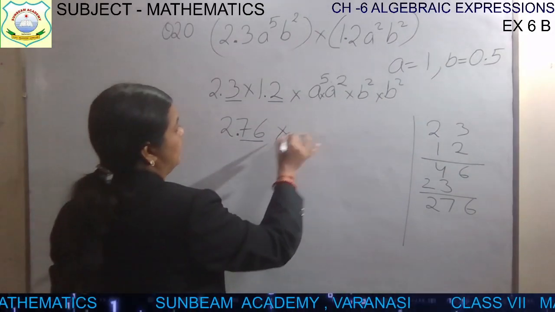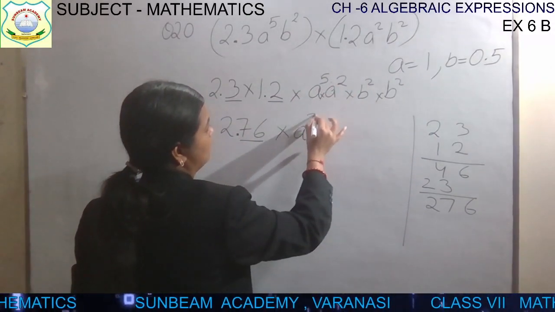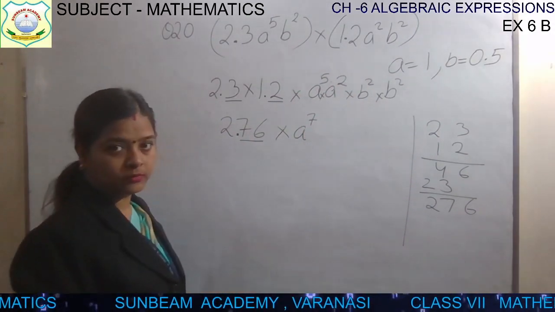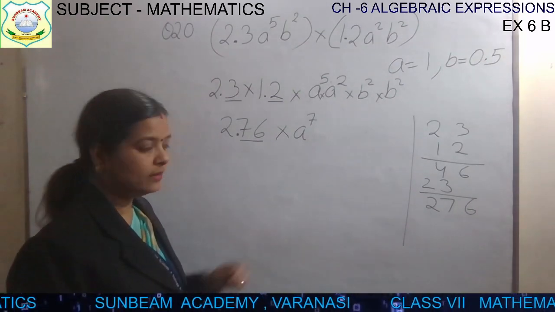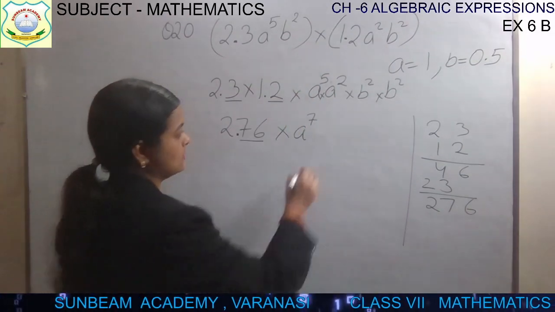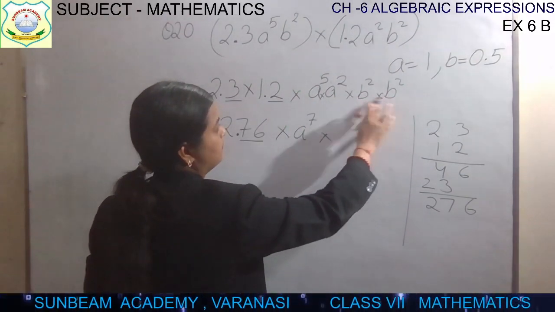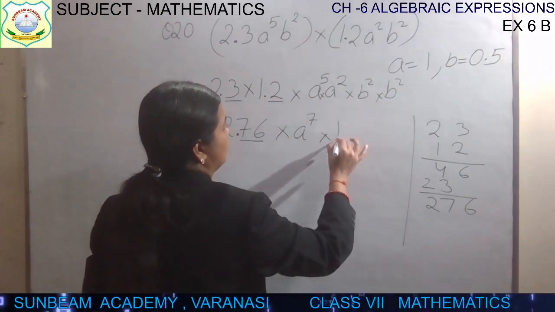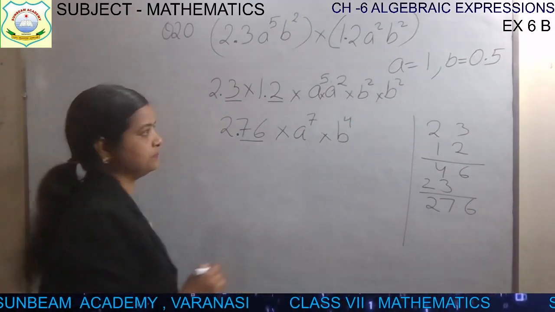a to the power 5, a to the power 2, a to the power 7. Why? The power will be added, children. When the base is same, a power will be added. Same case, base is same, b power will be added, b to the power 4.